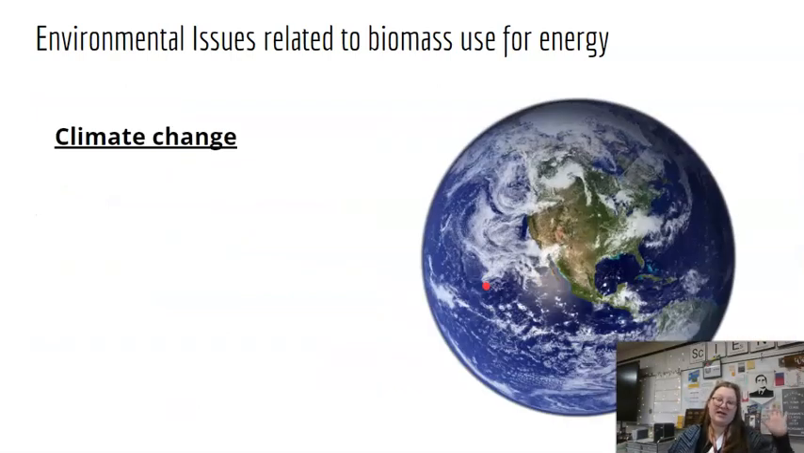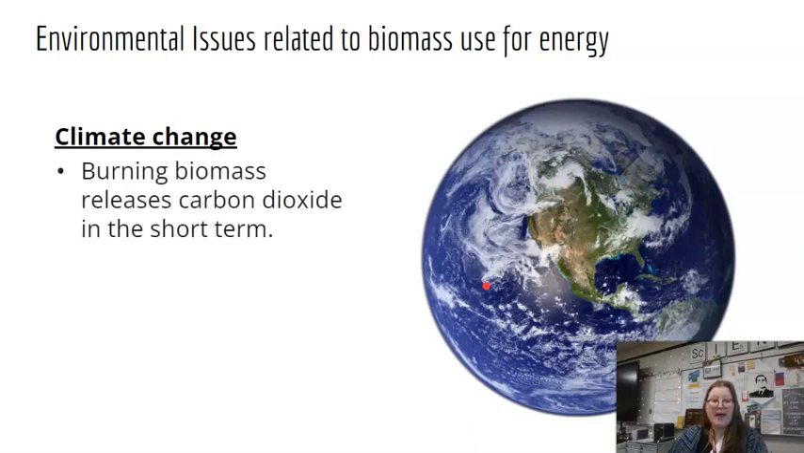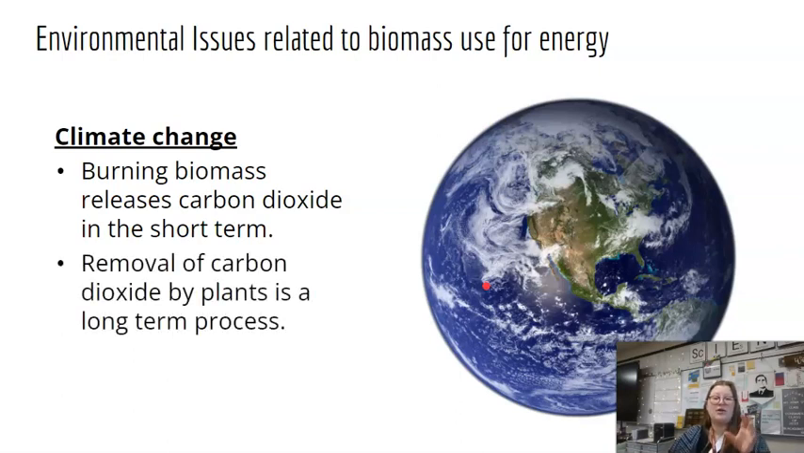And then at the end of this year, end of second semester, we will talk about climate change as a whole. But burning biomass releases carbon dioxide in the short term. And then we need plants living and doing cellular respiration and photosynthesis to remove carbon dioxide to help mitigate the changes caused by climate change. So while they are a renewable energy source, we need them living, not cut down, to help us mitigate climate change and to protect our environment's biodiversity.